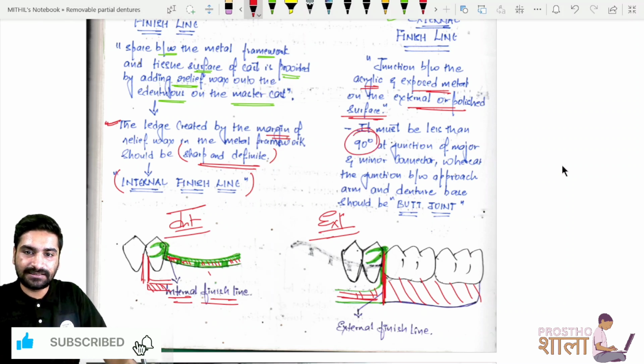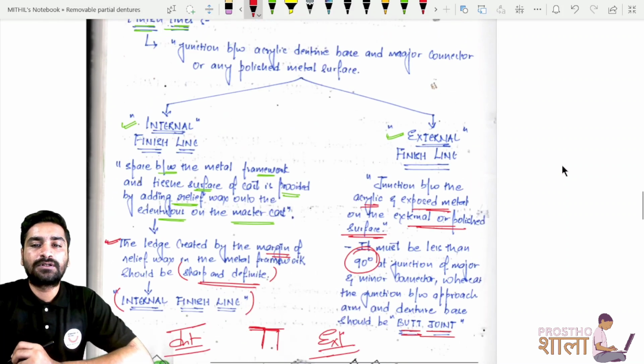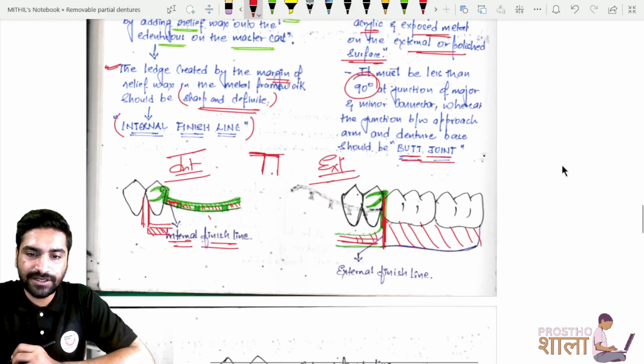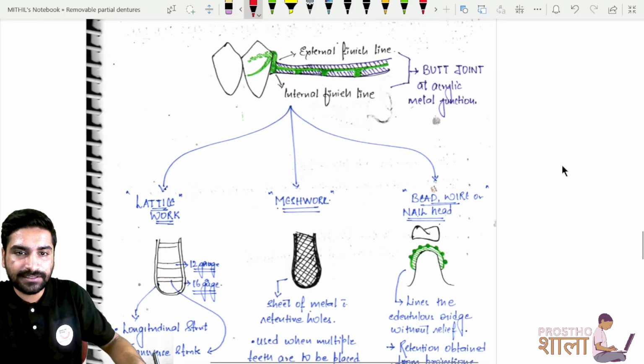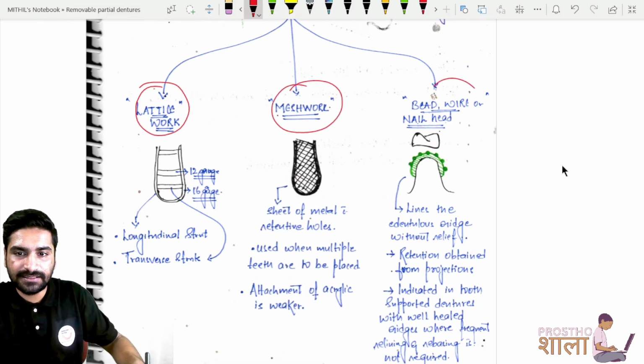That should be less than 90 degrees and it should be a butt joint. What is a butt joint? This is called a butt joint. It should be flush. Okay, so that is called the internal and external finish lines. So now if I show you a cumulative diagram, external finish lines will be seen outside, internal finish lines will be seen inside. Now based on that, you have different types of denture base designs.